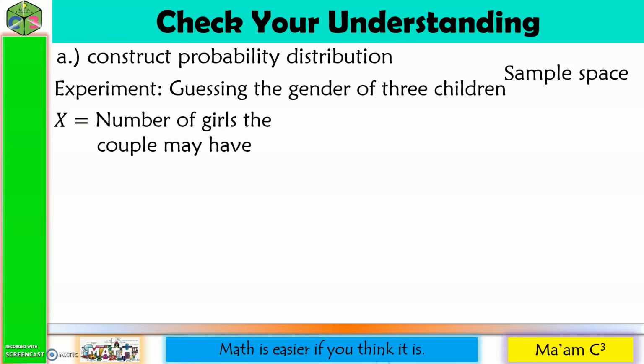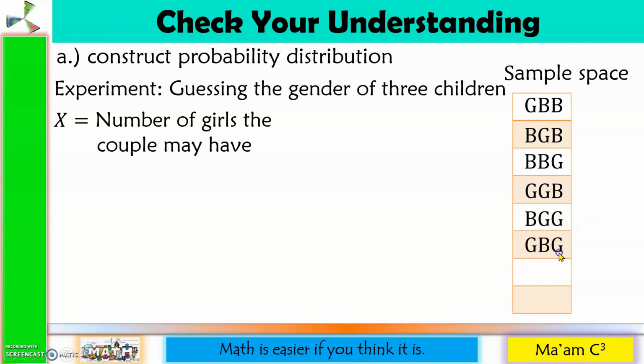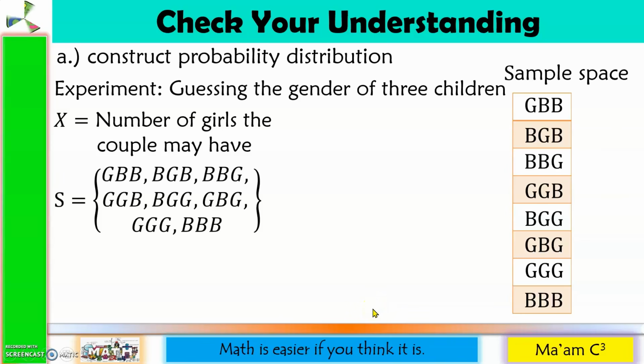For our sample space, let us list down all possible outcomes. So we are going to guess the gender of 3 children. So it could be girl, boy, boy, and then boy, girl, boy. It could also be boy, boy, girl, girl, girl, boy, boy, girl, girl, girl, boy, girl, or 3 girls or 3 boys. So these are our sample points that comprise our sample space.